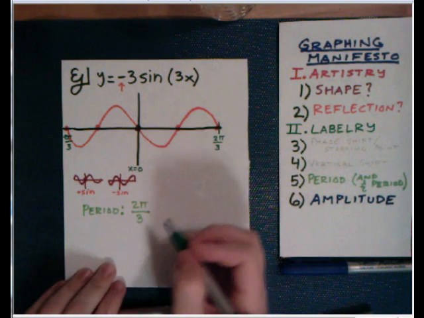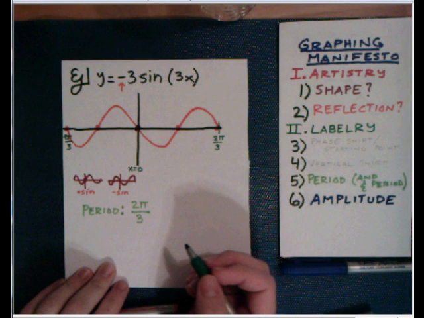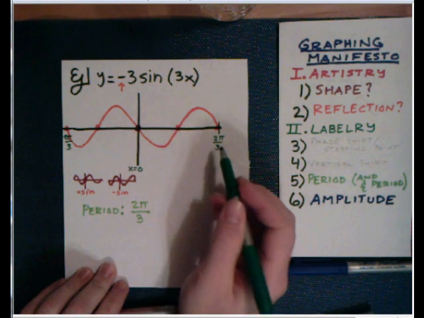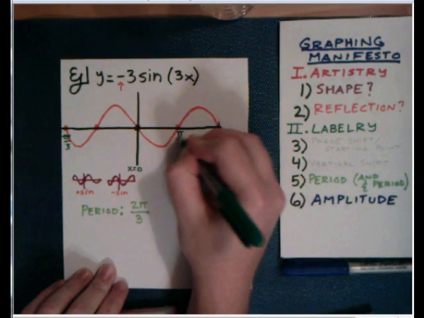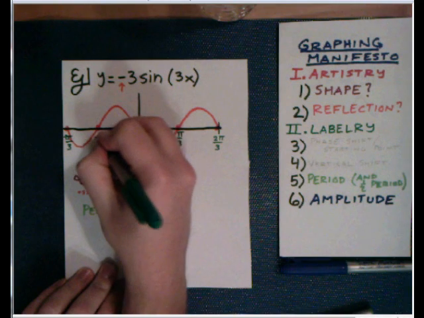And now if we want to be really careful and make sure we're really plotting this a little bit better, we should also label the half period. So halfway between 0 and 2 pi over 3 is going to be 1 pi over 3. So I'm going to label that here. And I'm going to label it over here.